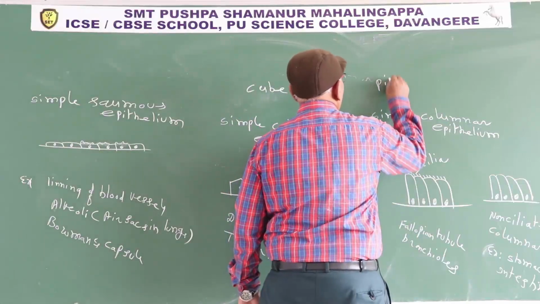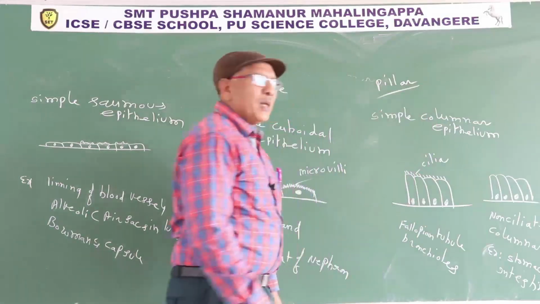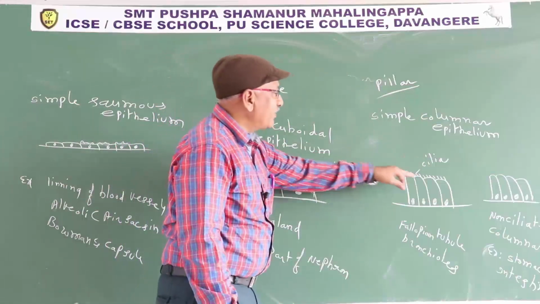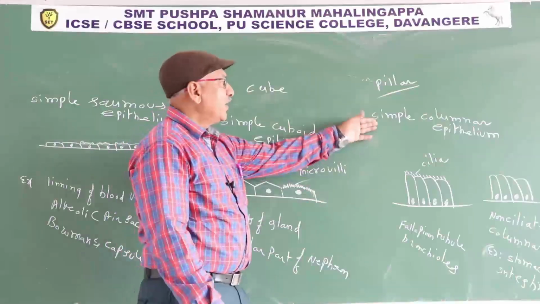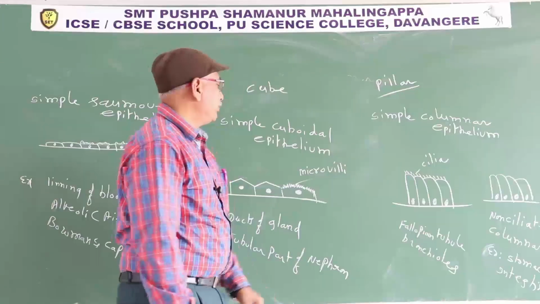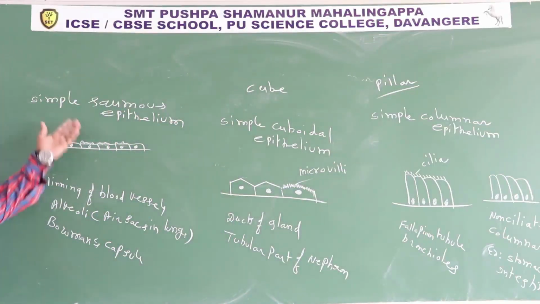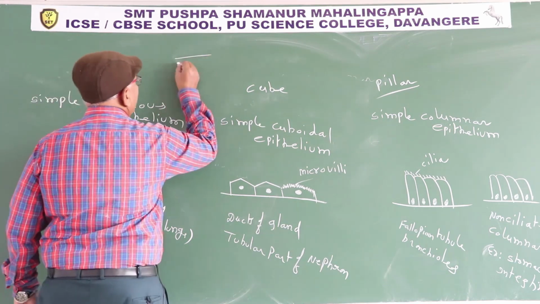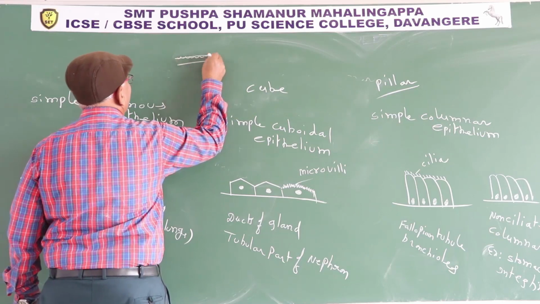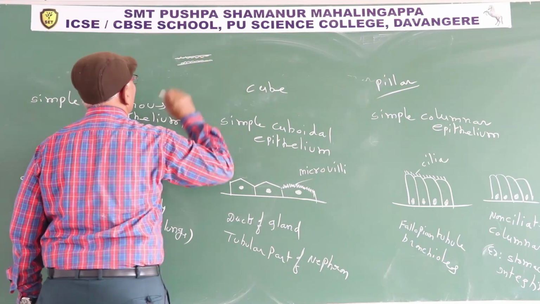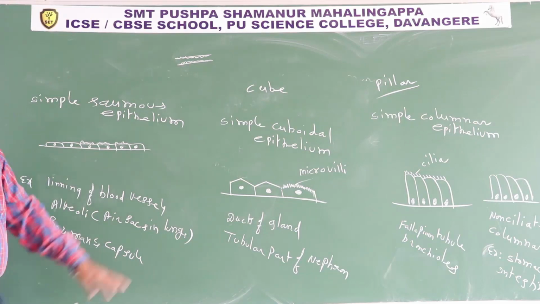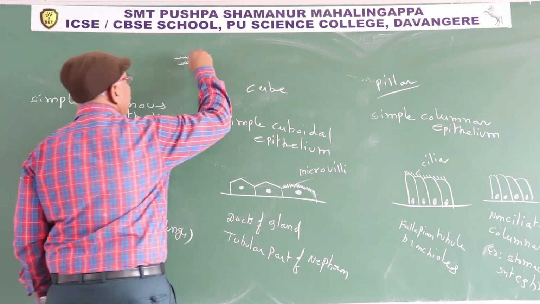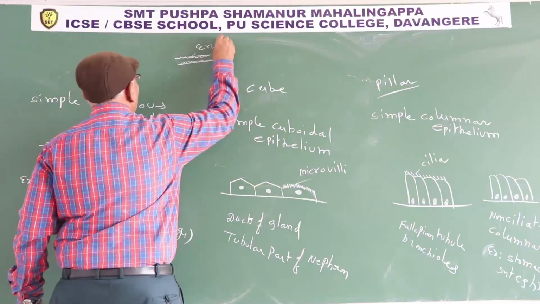Or if pillar-like cells are arranged in a single layer, it is known as simple columnar epithelium. Example for simple squamous epithelium: simple squamous epithelium forms the lining of blood vessels. It is the blood vessel. Inner surface of blood vessel is lined by simple squamous epithelium. The simple squamous epithelium forming the inner lining of blood vessel is known as endothelium.